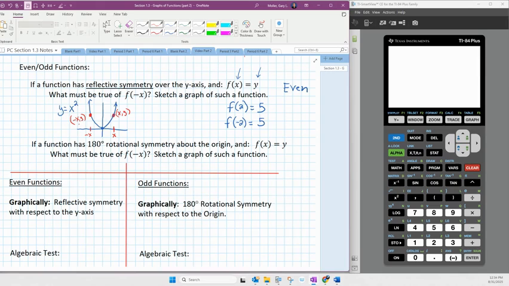So even functions are things like parabolas. If you want to think even function, your first go-to thought: absolute value graph, parabola, something like that. Okay.